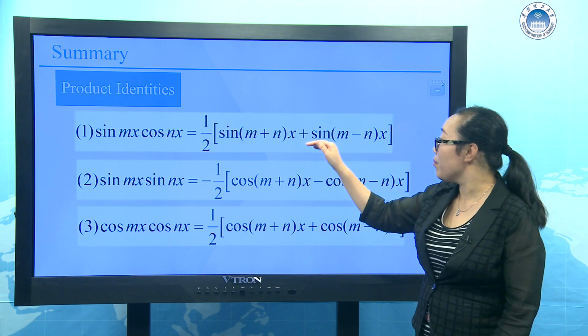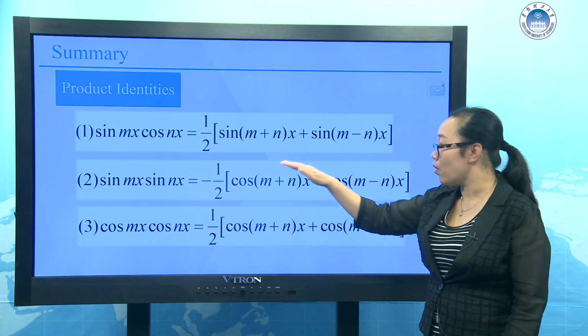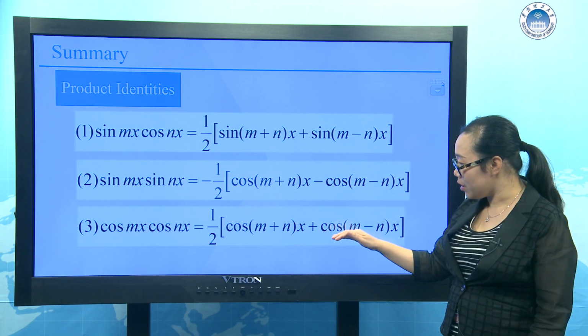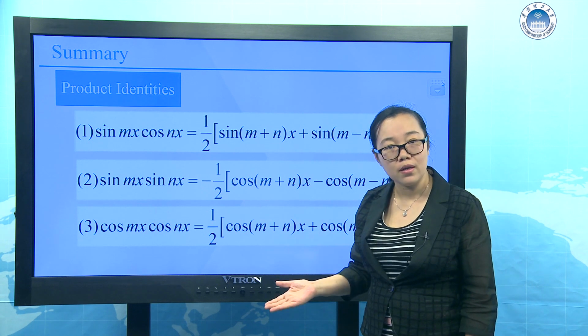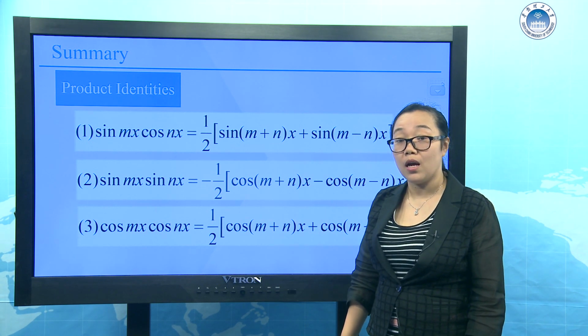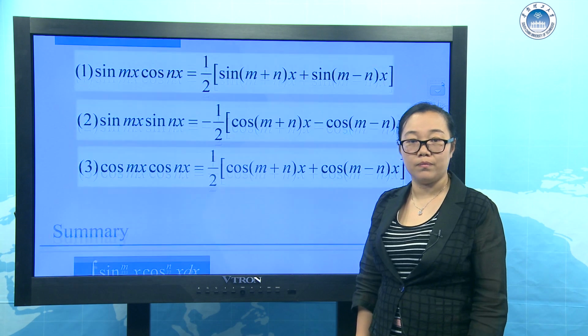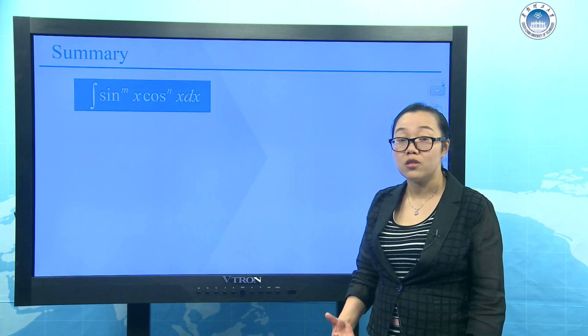Summation: sin plus sin. Difference: cosine minus cosine. Summation: cosine plus cosine. Try to remember the product identities. They are useful in future study. Now look at the summary.